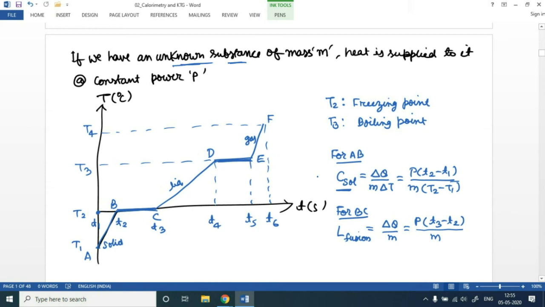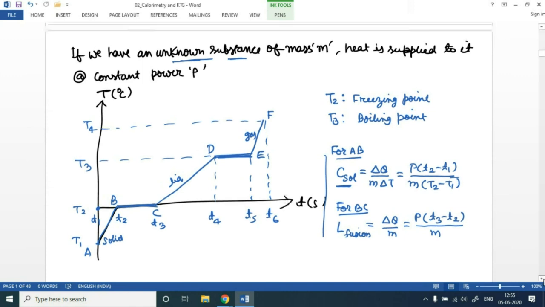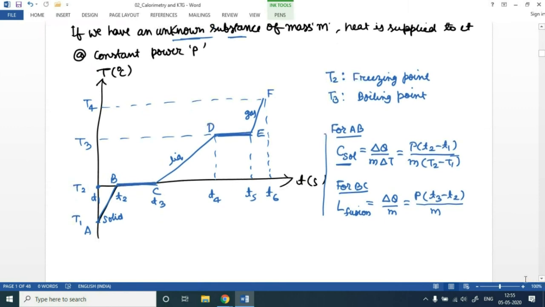Using similar calculation for CD, you can find out the specific heat capacity of the liquid, and for DE you will be able to find out the latent heat of vaporization, and for EF you will be able to find out the specific heat capacity of the gas, or vapor phase you can say. I hope I have made it clear how to calculate these things. So this was one specific type of question.